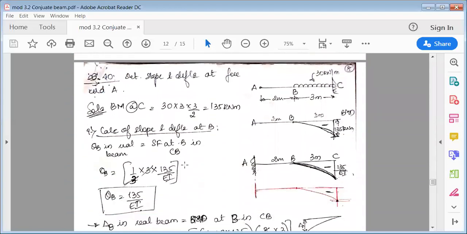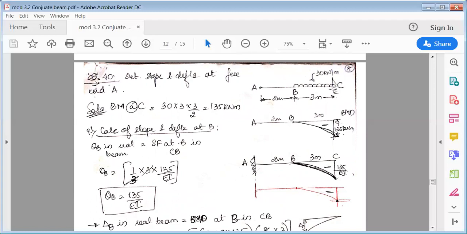Okay. Next type is determine slope and deflection at the free end A. Now this time end A is free, end C is fixed. It's just the opposite of the previous problem. End A was fixed, B was free. This time end A is free, C is fixed.